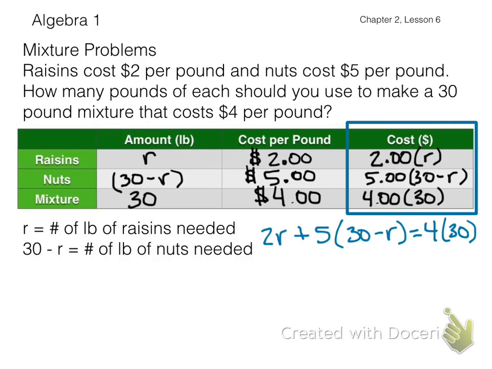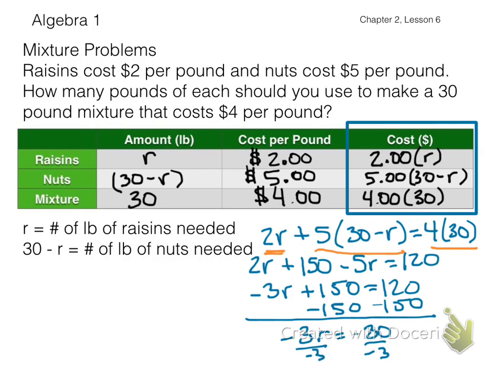So that's basically the important information. And again, it's the cost of the raisins plus the cost of the nuts is going to equal the cost of the total mixture, right there. There we go. And actually, it's this plus this equals that.